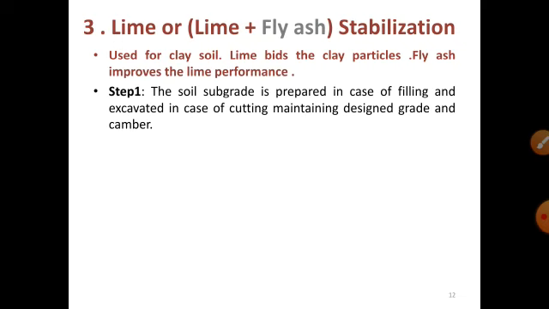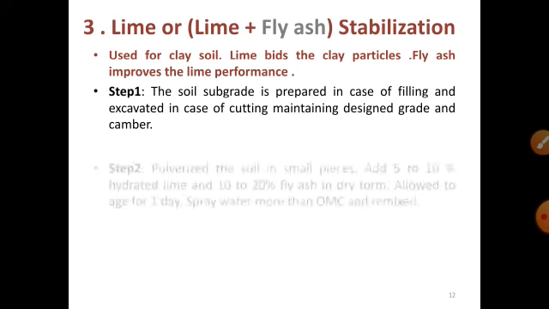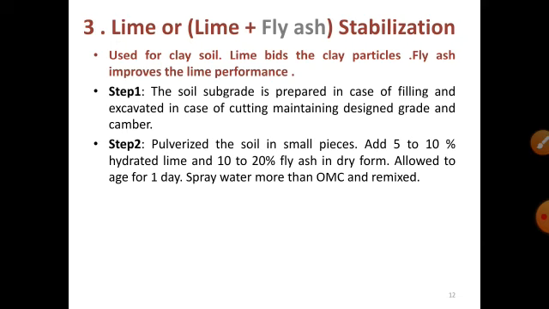First step, the soil subgrade is prepared in case of filling and excavated in case of cutting, maintaining design grade and camber. Second step, pulverize the soil in small pieces. Add 5 to 10 percentage hydrated lime and 10 to 20 percentage fly ash in dry form. Allow to age for 1 day. Spray water more than optimum moisture content and remixed.